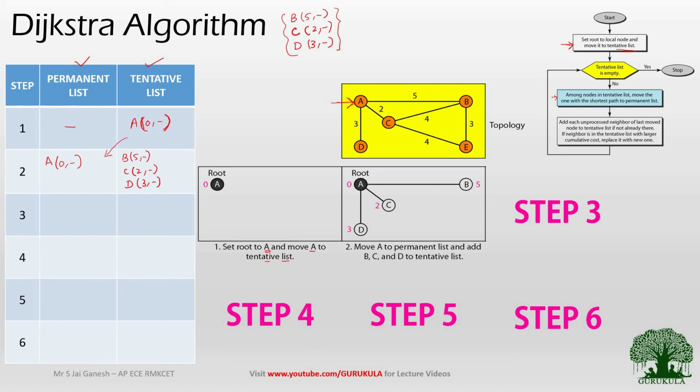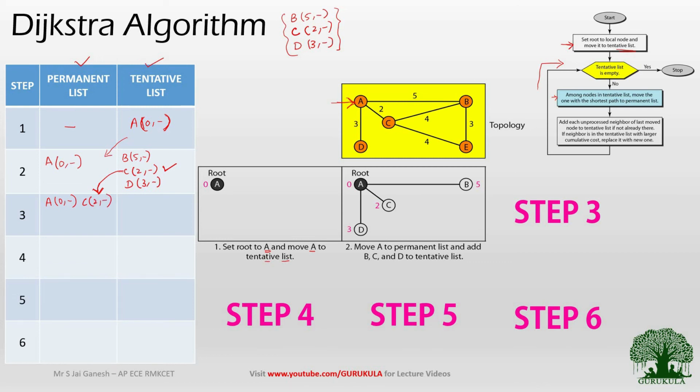So the second step is done, and now I have to repeat this process until the tentative list becomes empty. Now we have options here. Among these three options, the lowest cost available is C. So I need to move C to the permanent list. We already have A0 hyphen on the permanent list, and in addition to that I am moving C over here, because C has the lowest cost among the list available here. So I will write C2 hyphen on the permanent list.